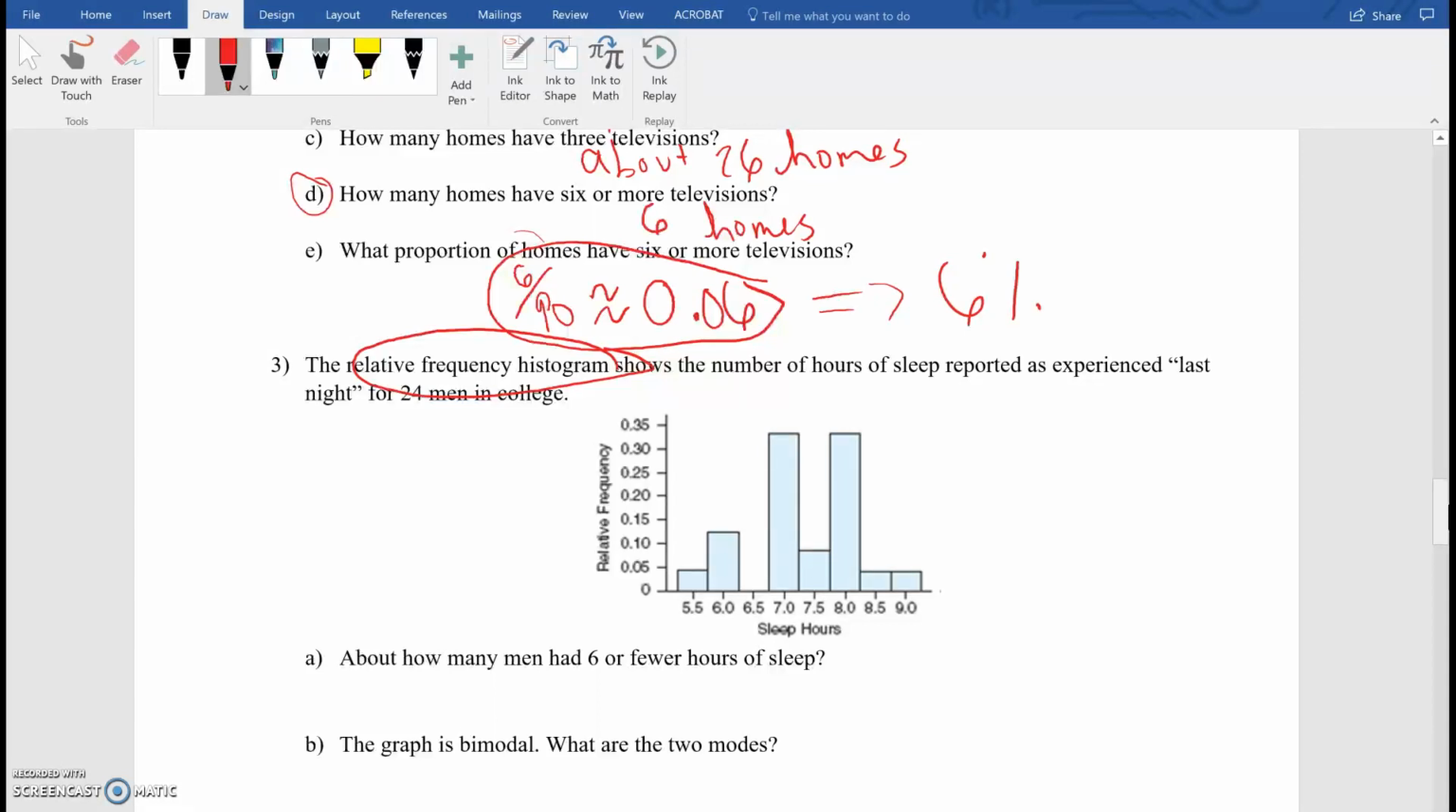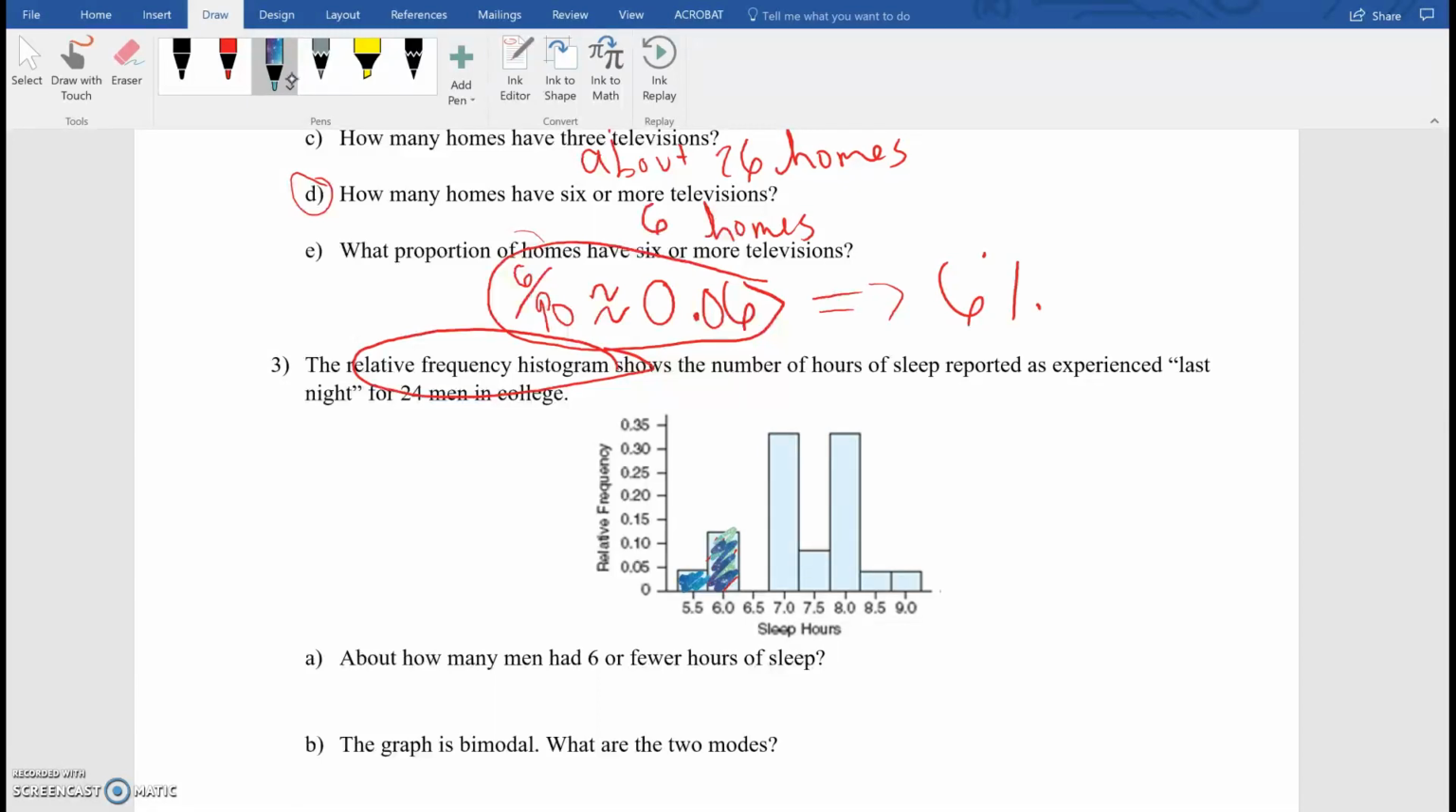So this says about how many men had 6 or fewer hours of sleep. Okay, so we have to look at 6 or fewer. So 6 is right here, right? So this is 6. I'm going to go ahead and shade it. Okay, I'm tired of the red. Let me do this one, the cute one. Okay, 6, right? We have this. And then, or fewer. Or fewer means everything that's less than, right? So it should be this too. So 6 or fewer is all of this.